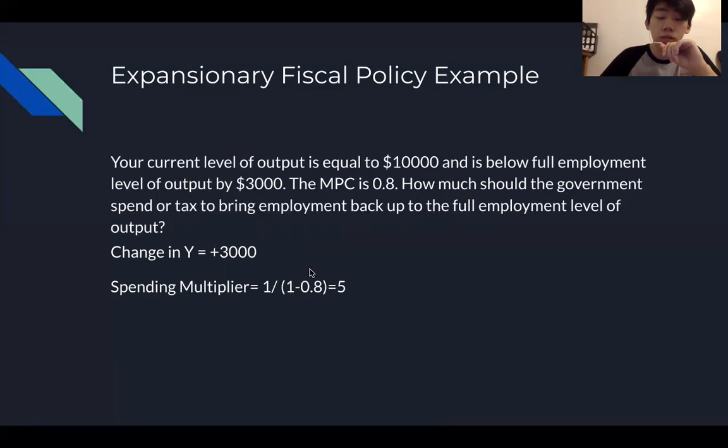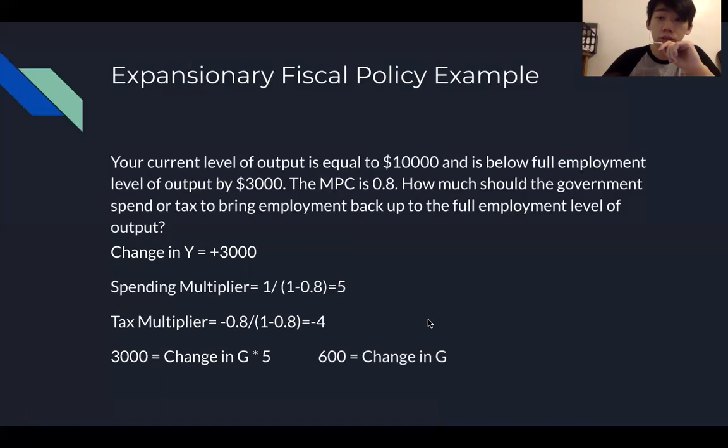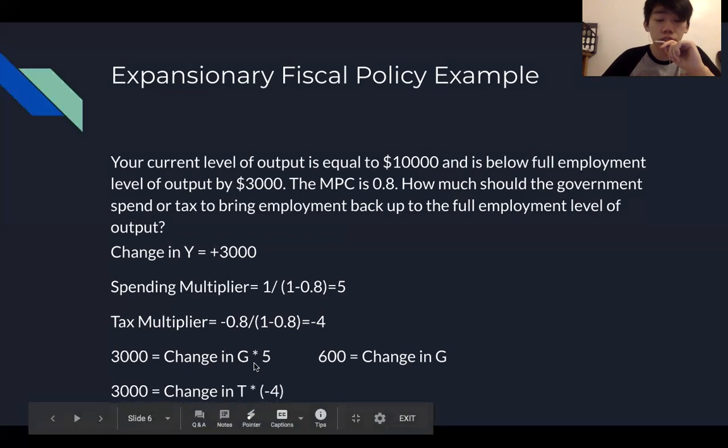Our spending multiplier is 1 divided by 1 minus 0.8. So it's 1 divided by 0.2, which is 5. And our tax multiplier is negative 4. Once again, just throw this in the calculator, you'll be fine. So we start off with 3,000 is equal to some change in G times 5. Now you have one variable, and you have all the information you need. You just divide on either side. So 600 is equal to the change in G. Next, 3,000 is equal to change in T times negative 4. Just divide, and you have negative 750 is equal to the change in T.